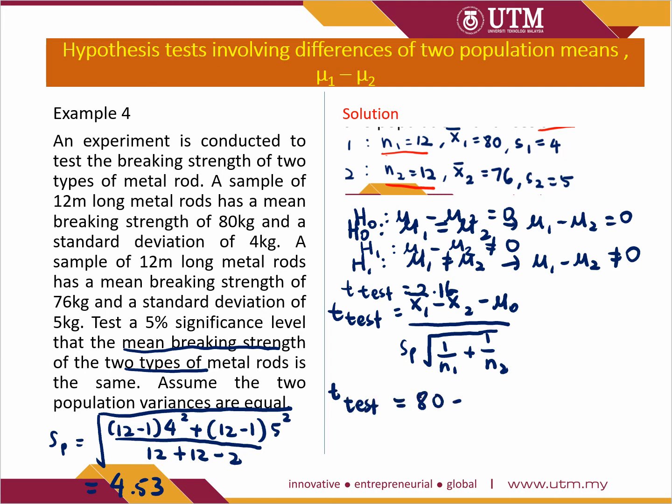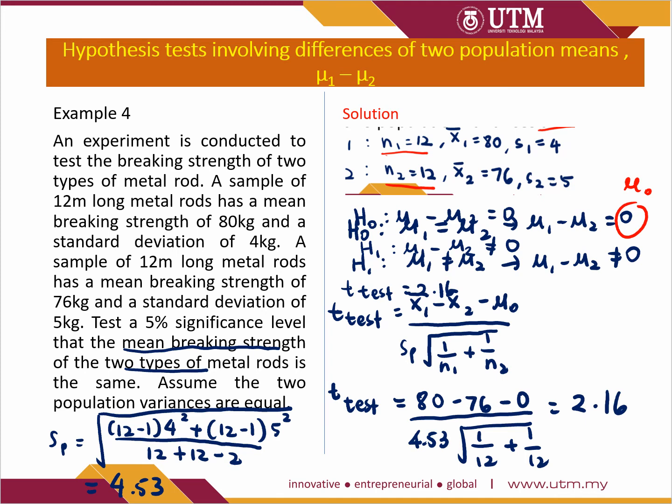So 80 minus 76 minus mu naught, which is obtained from the value in the hypothesis, minus 0, over 4.53 times the square root of 1 over 12 plus 1 over 12, which is equal to 2.16. So this is our t-test value.